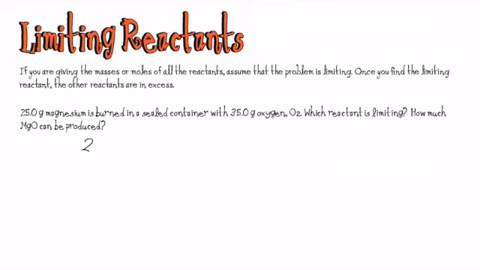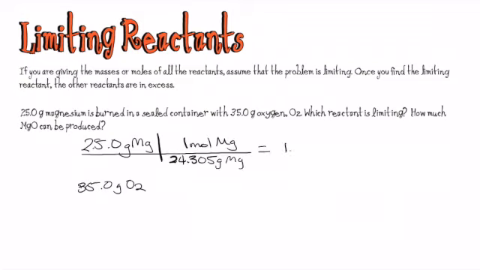So we have 25.0 grams of magnesium and 35.0 grams of oxygen. So our first step is to get to moles. So we're dividing by the molar mass. So we'd have 1.02 moles of magnesium.